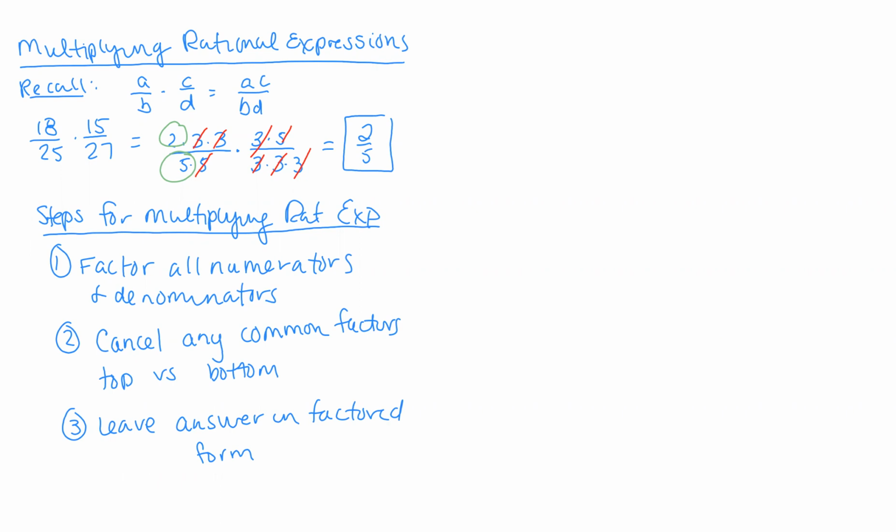All right. So let's go ahead and look at examples. And I think I am going to switch to black ink at this point. Okay. So first up, let's say we have x squared minus 9 all over 7 times 49x all over 2x minus 6. So I have two numerators, two denominators.